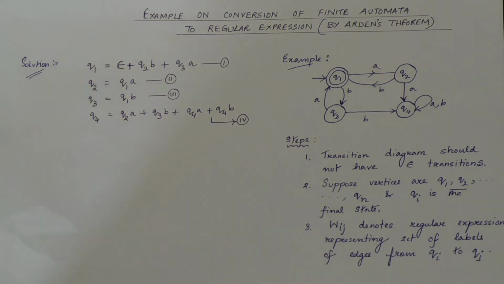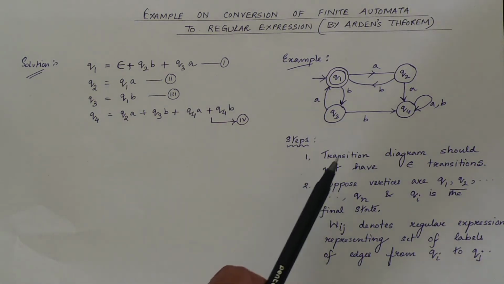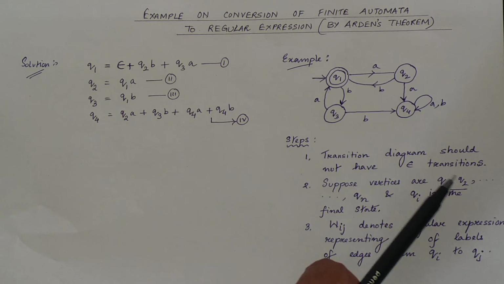Now how to proceed forward, which equation I have to give importance to, that you should know. If I look into the transition steps, it is mentioned that the transition diagram should not have any epsilon transitions.